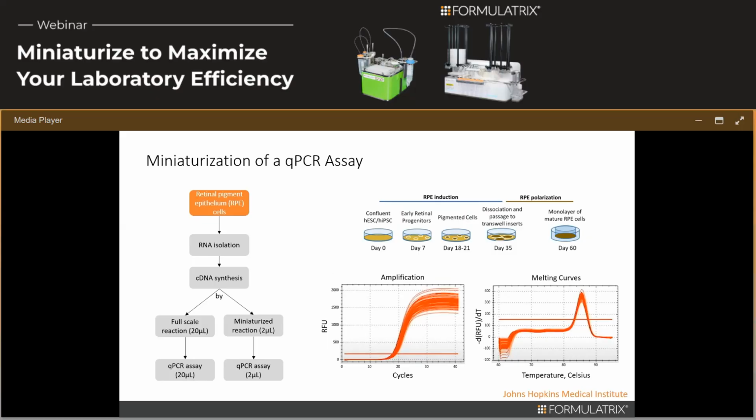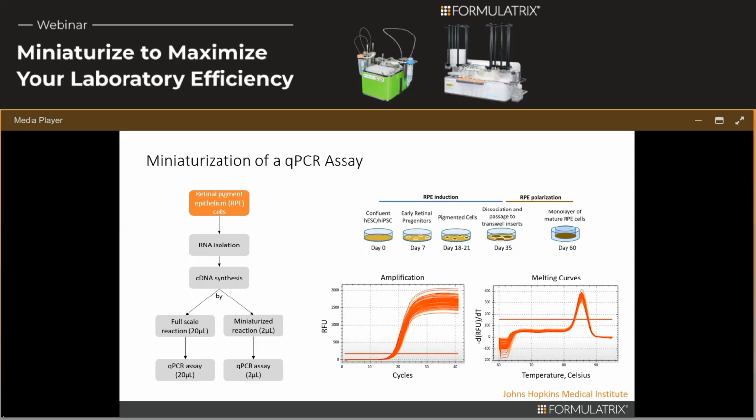Now, I will share some examples of where these instruments were utilized for miniaturization and what benefits were achieved. Here is a miniaturized qPCR assay analyzing the expression profiling of retinal pigment epithelium cells in response to the applied drug. Usually, it takes almost 60 days to prepare an RPE monolayer from human stem cells, so the sample is highly precious. That's why miniaturization was required.